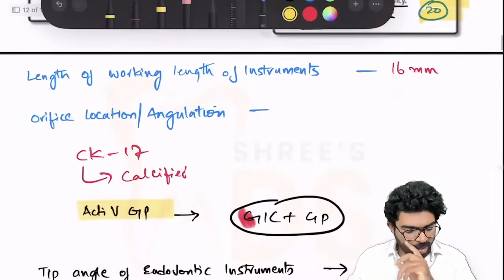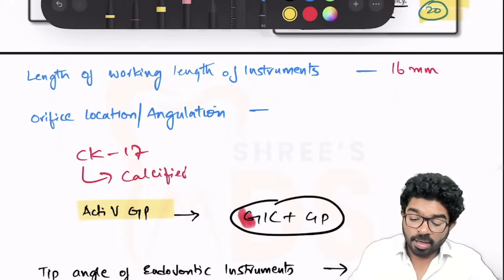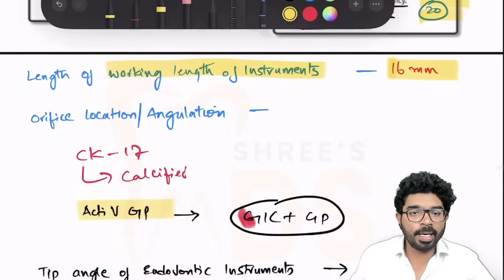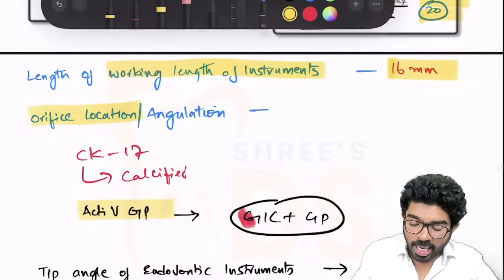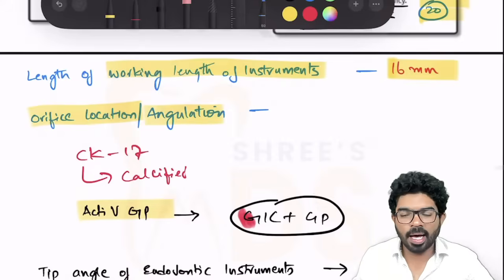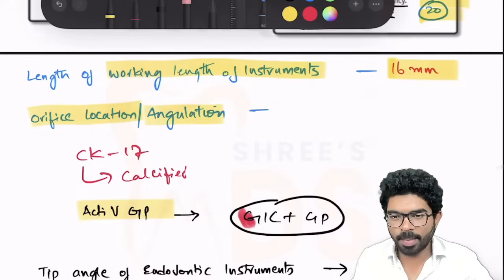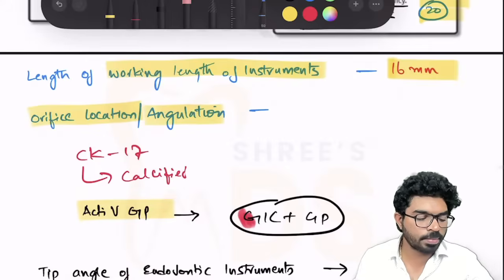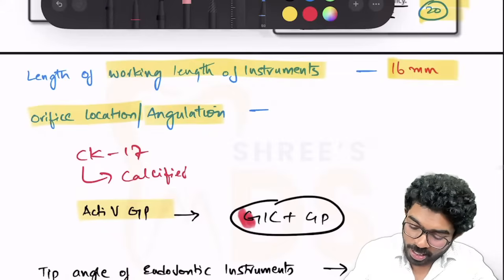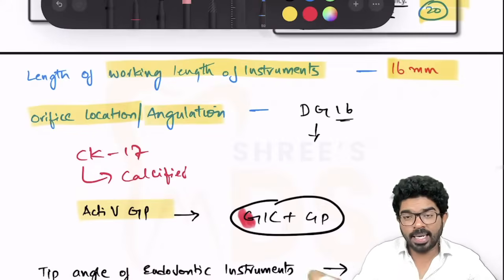Okay. Next, jumping into a few important one-liners which have already been given in the examination. One is the working length of the instruments in endo. The working length of most of the instruments in endo is 16 millimeters. Orifice location and angulation are basically done by which instrument? Orifice location and angulation are basically done by an instrument called DG16. What is this DG16? DG16 is a scientist's name.